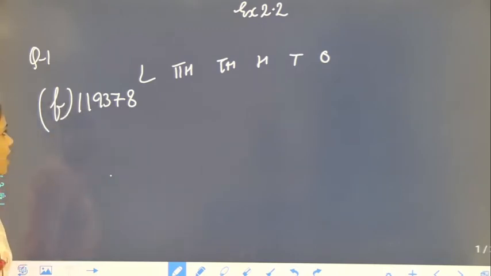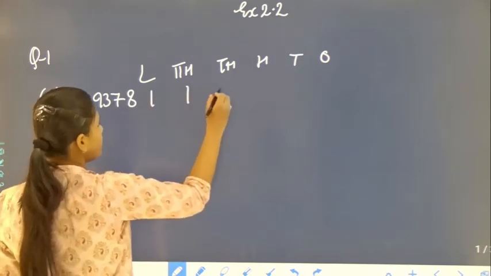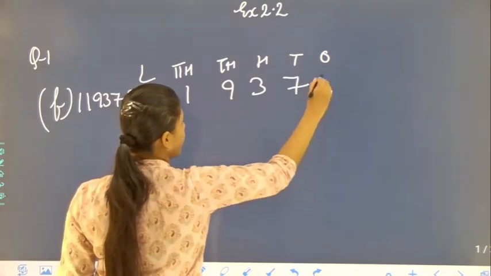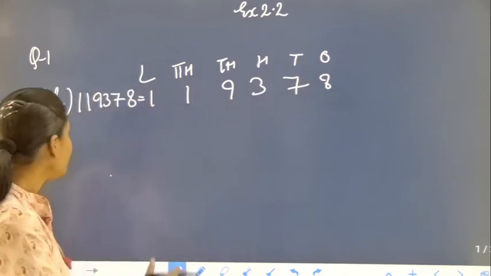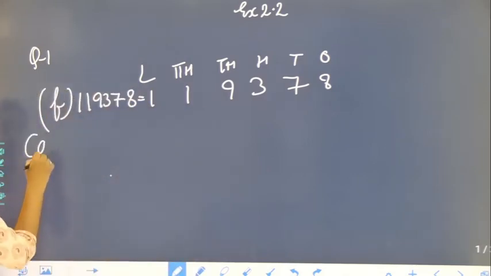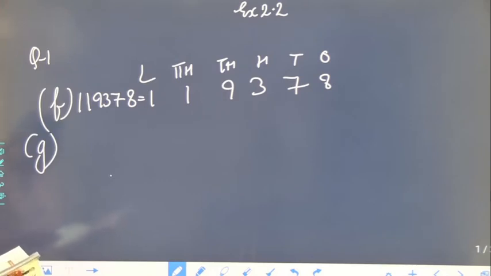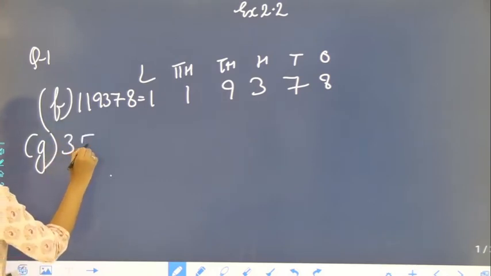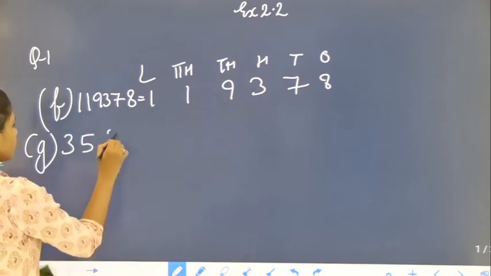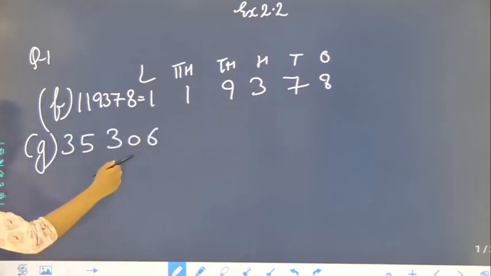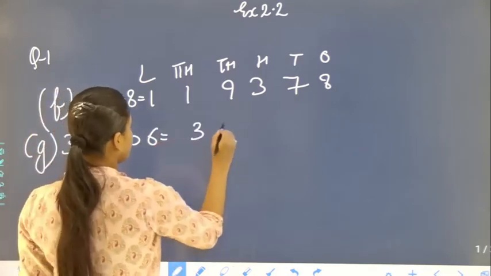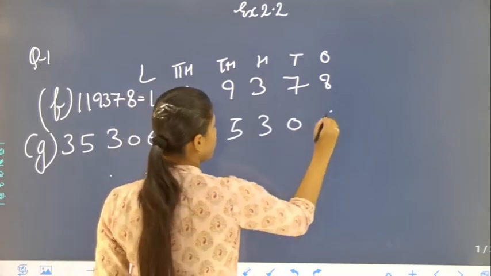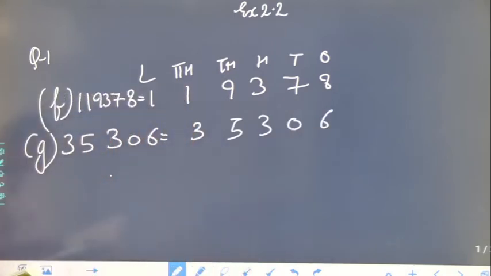That is 1,19,378. So first of all you have to make the chart, then you have to write the place value. Now move to the G part, that is 35306. Ones, tens, 100, 1000, 10,000. That is 35306. Now move to the next part, that is H part.